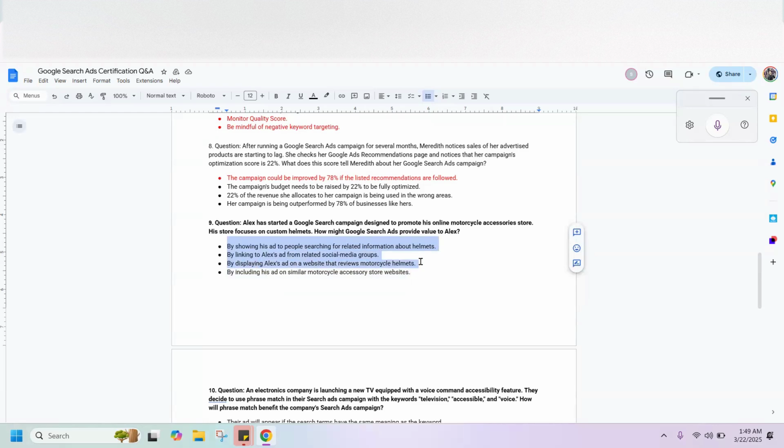By including his ad on... no, brother. The last one is the display, Google Display. It's on the website itself, not in the search results. The last one is not search. That's what I'm saying. That's why it's not correct, right? Yes.